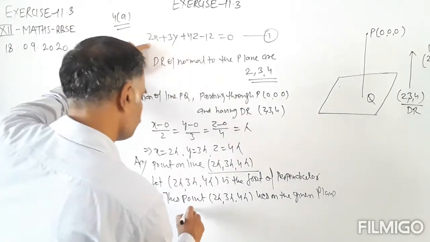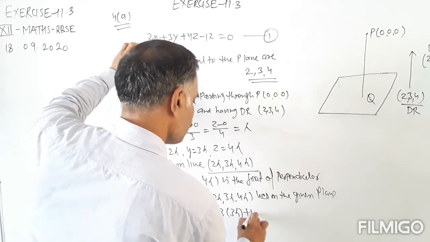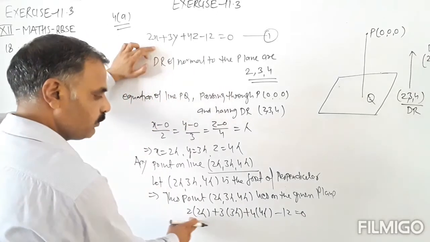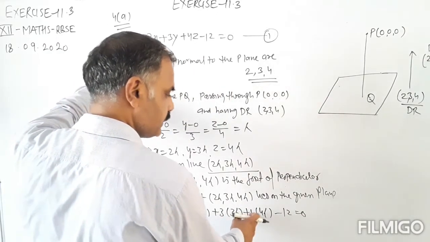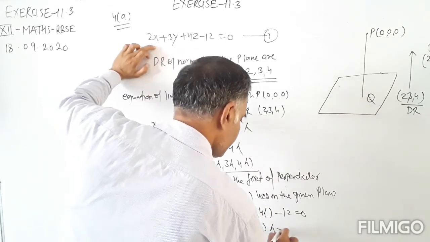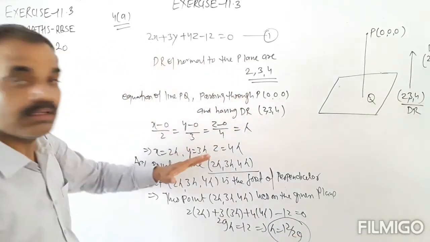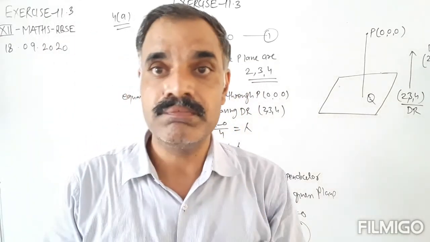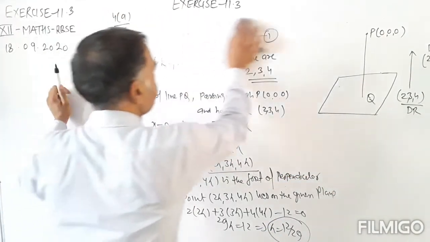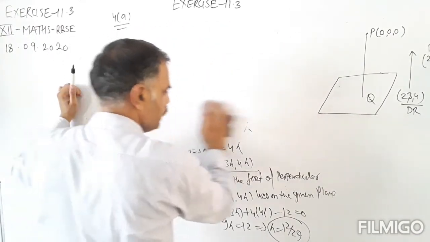The equation of the plane is 2 into 2 lambda plus 3 into 3 lambda plus 4 into 4 lambda minus 12 equals 0. 2 into 2 is 4, 3 into 3 is 9, 13, 4 into 4 is 16, 29 lambda equals 12. This implies that lambda equals 12 upon 29. So the coordinates of the foot of perpendicular.